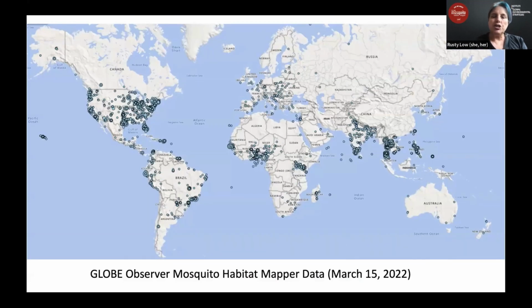I just wanted to show you how incredible the data is that has come from people using the Mosquito Habitat Mapper. And if you took time to count this, and you don't have to, there are about 34,000 different dots on this map. A lot of people in the eastern part of the United States, a lot of people in the coastal areas in Africa, and especially in Thailand, we're seeing a lot of participation in these areas.